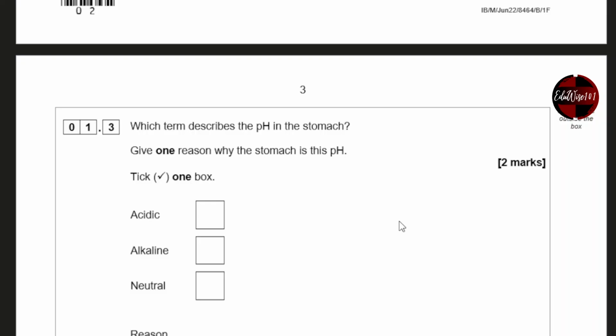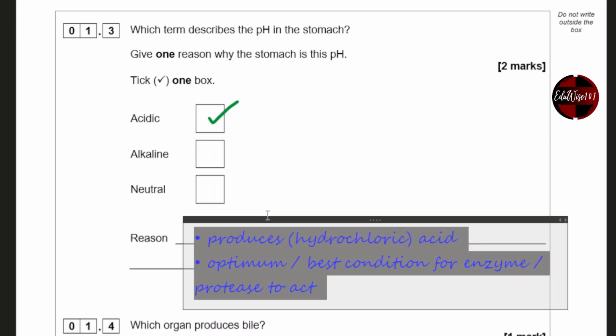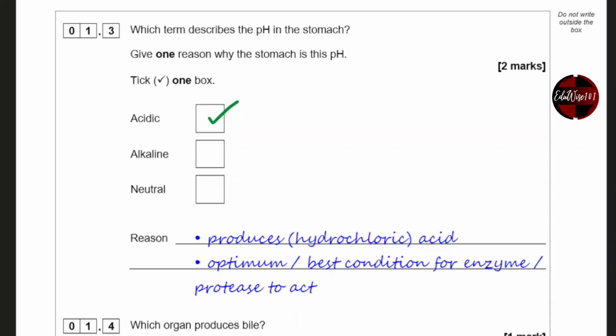Which term describes the pH in the stomach? Now give one reason why the stomach is this pH. The stomach acid is acidic. Give one reason for it to be acidic: because the stomach produces hydrochloric acid. So here's the answer. Produces hydrochloric acid, or you could say that's the optimum or the best pH for the protease enzyme to act.